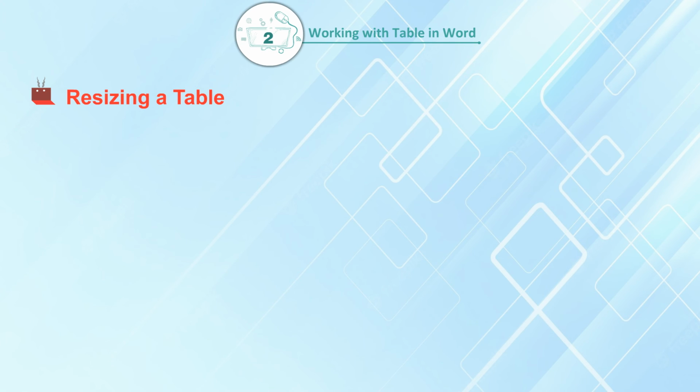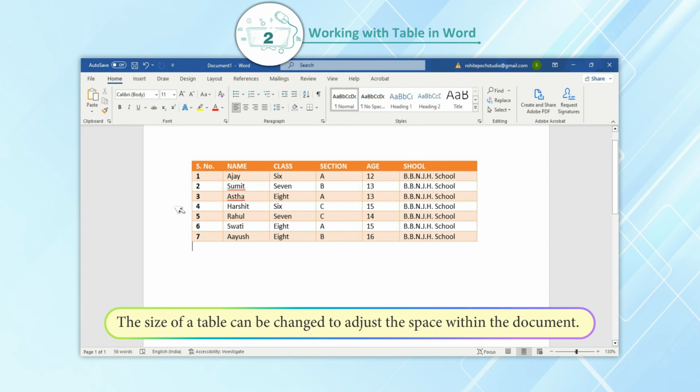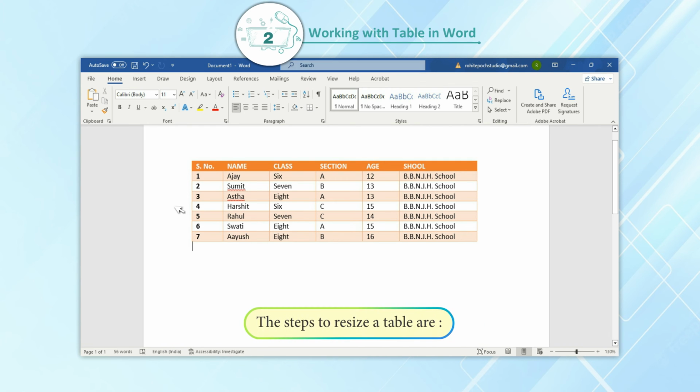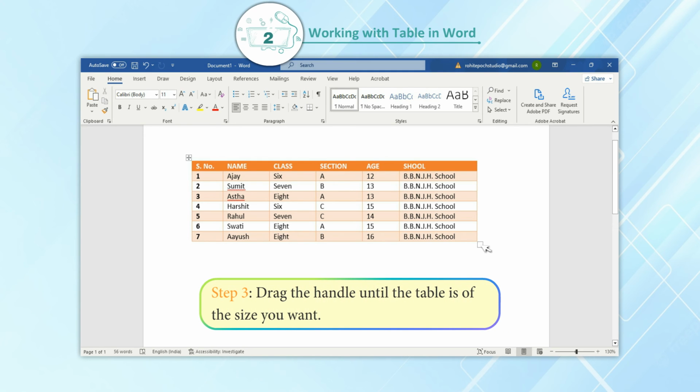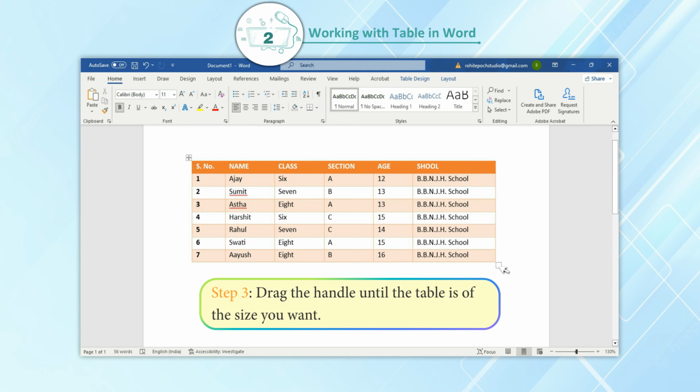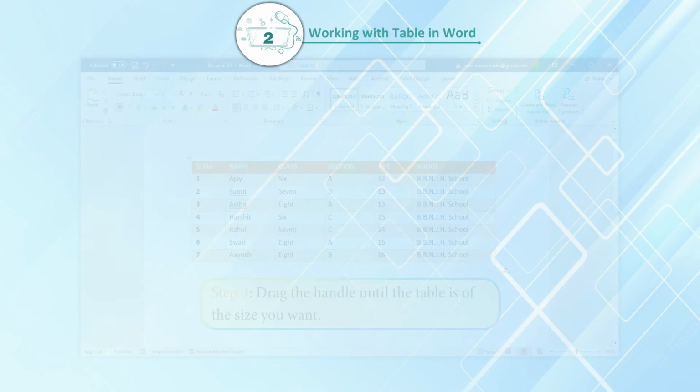Resizing a table. The size of a table can be changed to adjust the space within the document. The steps to resize a table are: Step 1. Place the mouse pointer over the table you want to resize. A handle appears. Step 2. Place the mouse pointer over the handle. The mouse pointer will change to a double-headed arrow. Step 3. Drag the handle until the table is of the size you want.